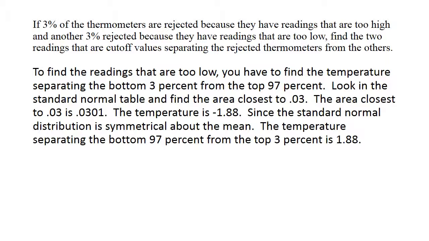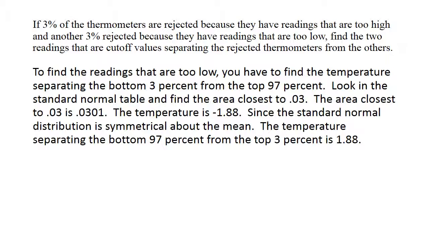The last question, if you're asked to find the cutoff score for the readings that are too low, you have to find the temperature separating the bottom 3% from the top 97%. If you look in the table, the area closest to 0.03 is 0.0301. The temperature that corresponds to this area is negative 1.88.